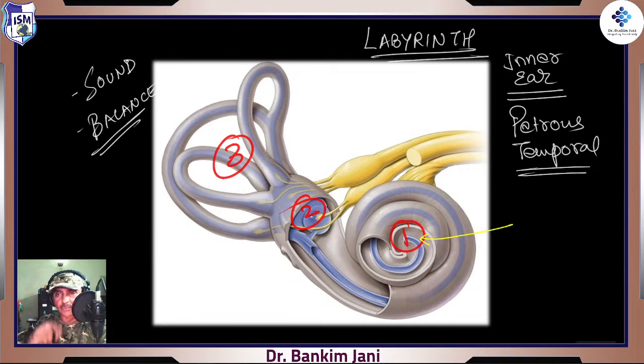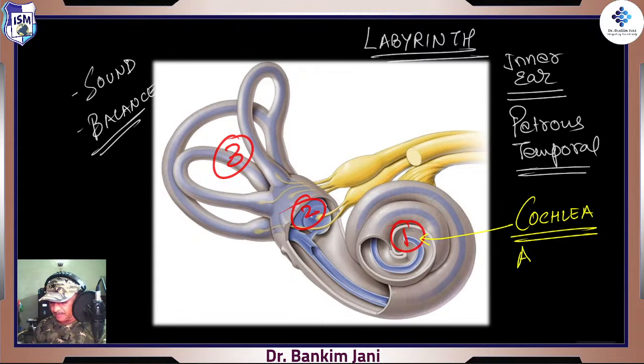This first one, round. So this is called the cochlea, right? This is called the cochlea. Main function: auditory, listening. That would be the main function.